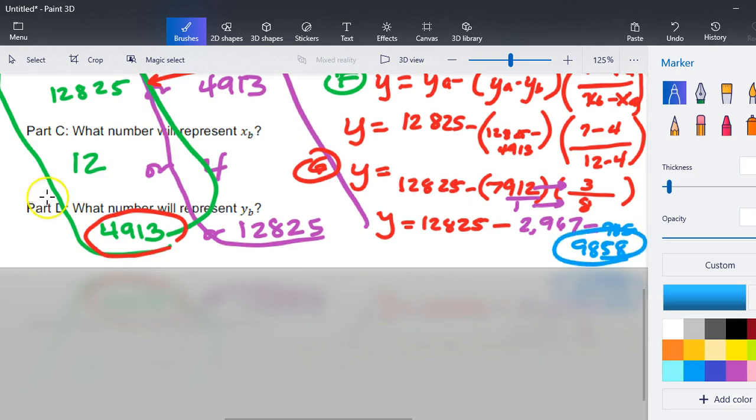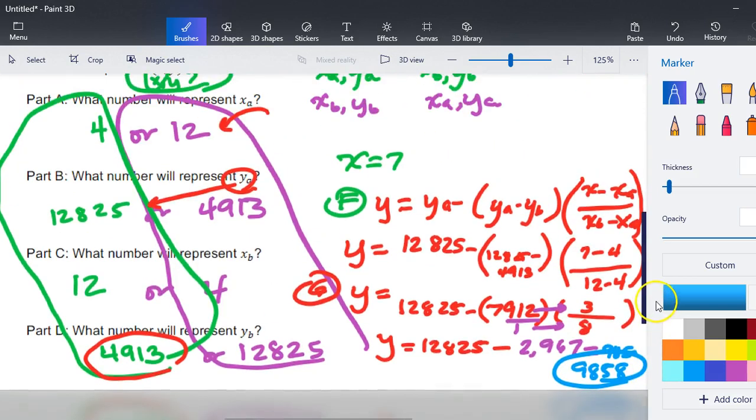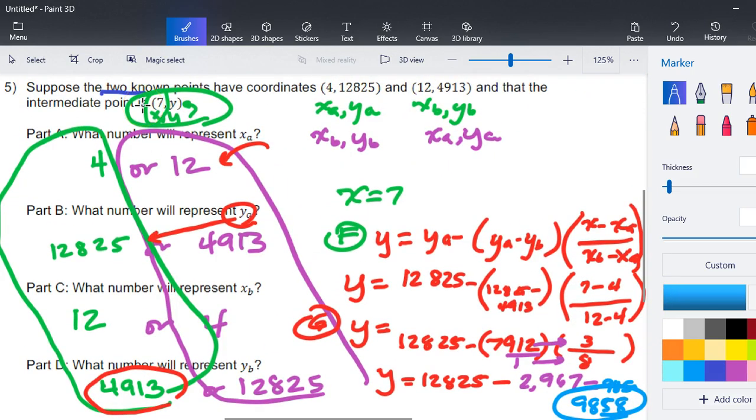With that in mind, if you want some more practice, you can go back and take all my numbers in purple here, plug them in to the formula, then work through the formula, and when you get 9,858, you've got a lot going for you as you go into your next class dealing with learning the linear interpolation formula.